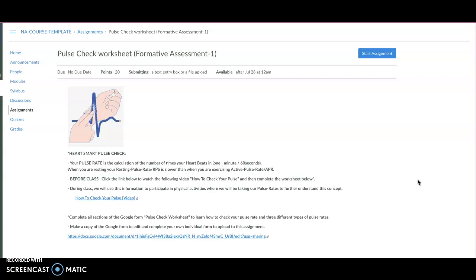So this is what you need to do. Before class, click the link below to watch the following video, How to Check Your Pulse, and then complete the worksheet below. During class, we will use this information to participate in physical activities where you will be taking your pulse rates to further understand this concept.